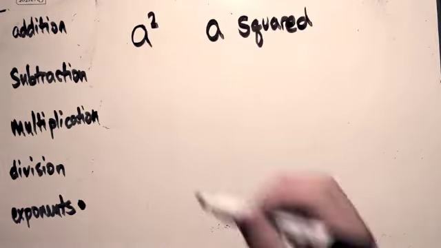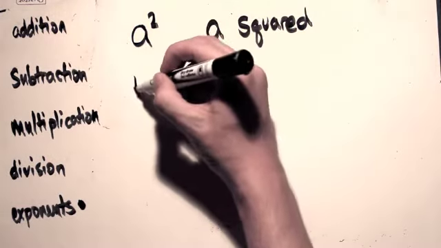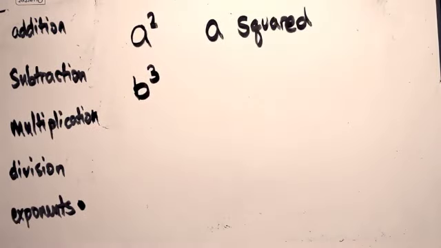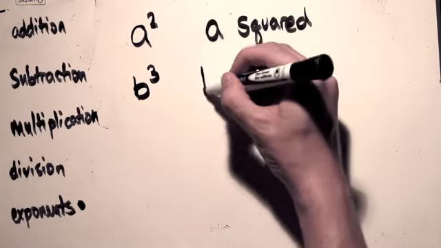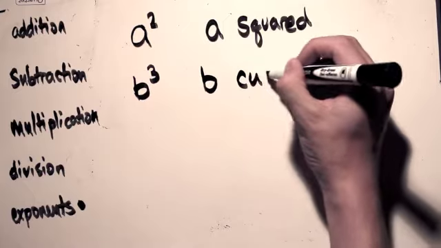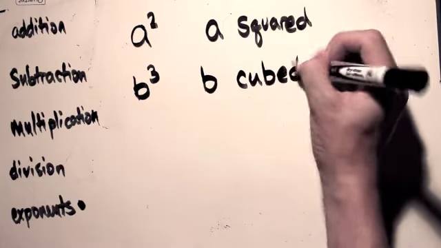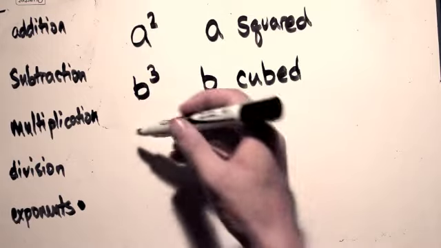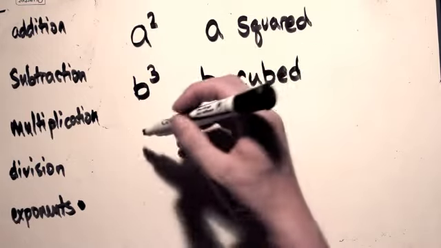Now an exponent of 3, let's say we had b is the base and 3 is the exponent. Well, it's similar to squared, except it's a different name. We would say this is b cubed. So an exponent of 3 means whatever the base is cubed. These are the only two exceptions that have a special name. There's certainly other numbers that could be exponents.